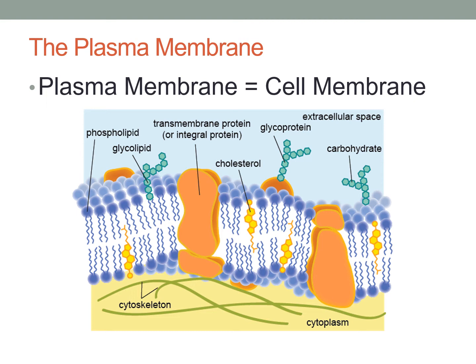We also have other little things hanging off, right? Sometimes carbohydrates, sometimes a glycoprotein, which is a fancy way of saying a carbohydrate stuck onto a protein, or a glycolipid, which is a fancy way of saying a carbohydrate stuck onto a lipid, right? So we're going to have some other things. Some of these are going to act as antigens or name tags or identifiers as well. So that's kind of the basic structure of the plasma membrane.